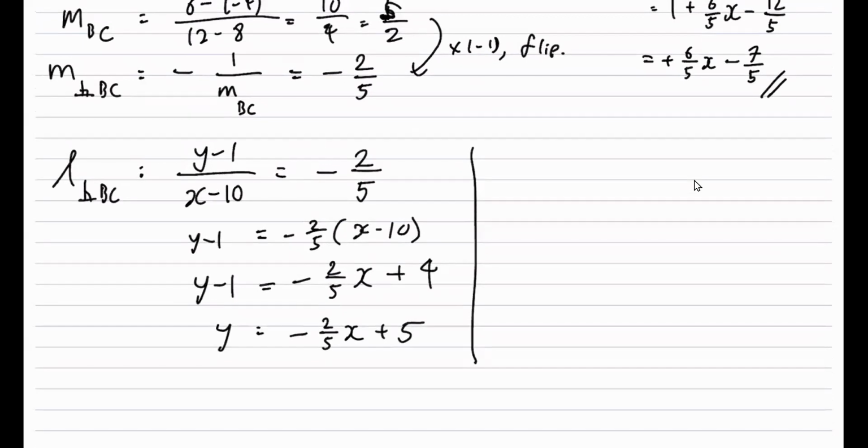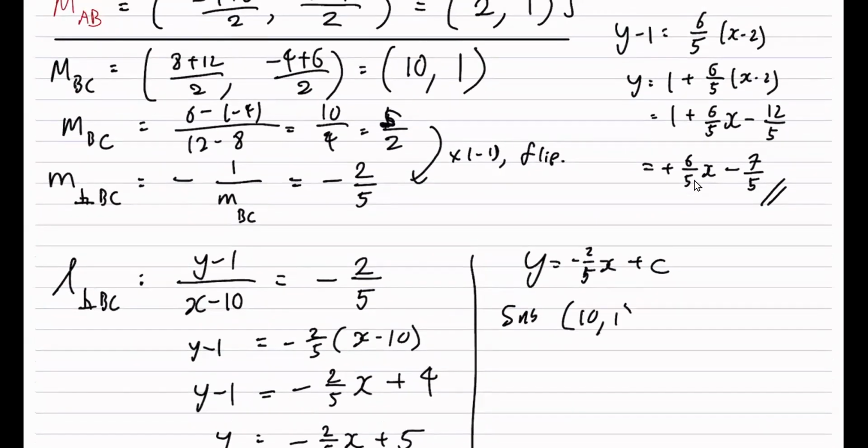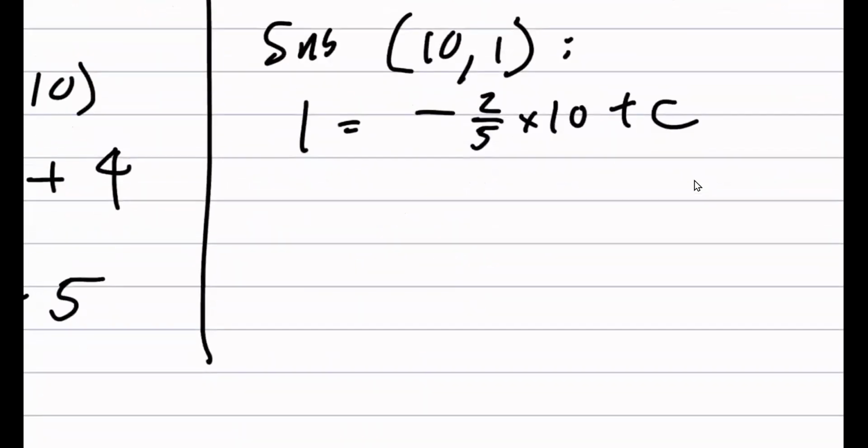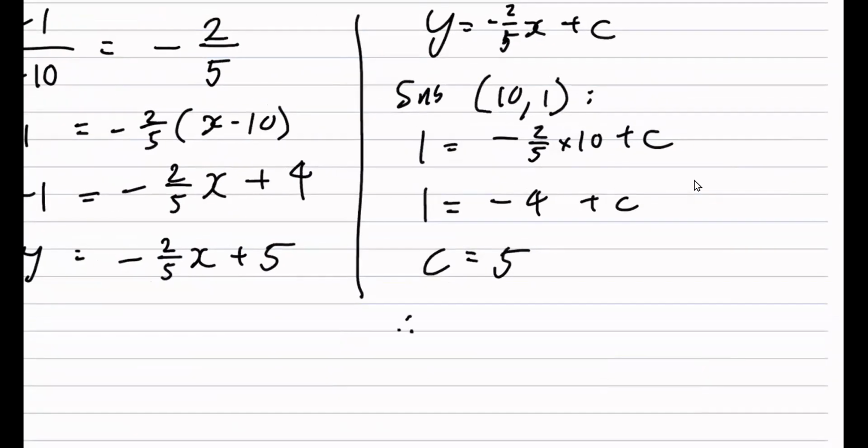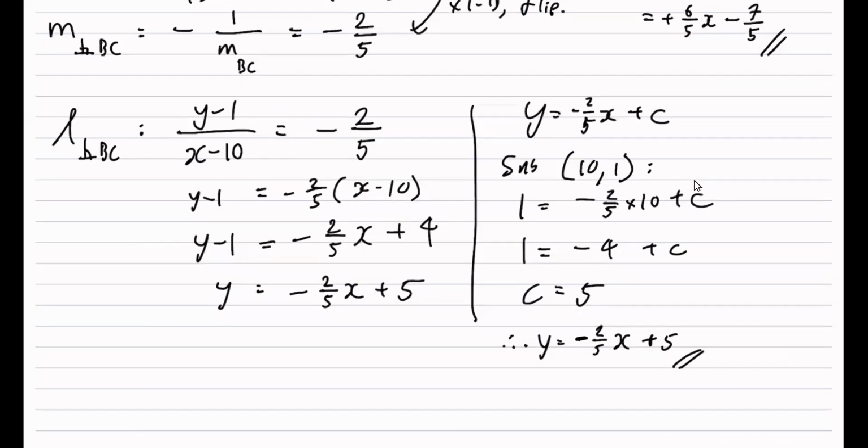Let me show you the other method. You let y equal mx plus c. The m is just the perpendicular gradient, so y equals -2/5 x plus c. Then you sub in a point that lies on the line. The midpoint is (10, 1), so 1 equals -2/5 multiplied by 10 plus c. 10 over 5 is 2, 2 times 2 is 4, so 1 equals -4 plus c. Solve for c: 1 plus 4 is 5. Therefore, y equals -2/5 x plus 5. Also the same answer. So pick whichever one you want.